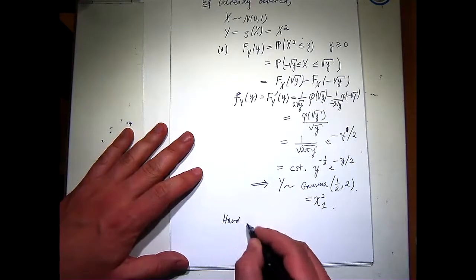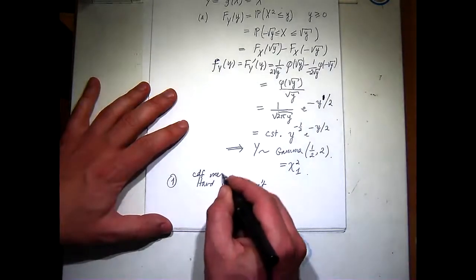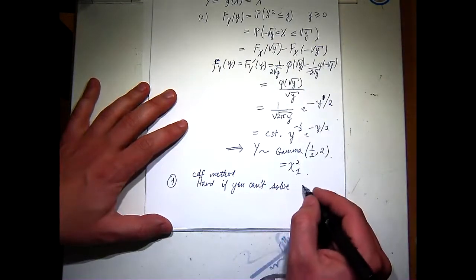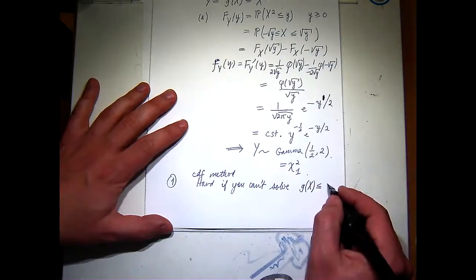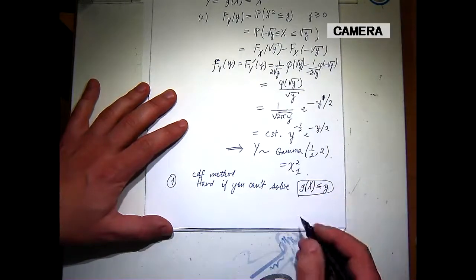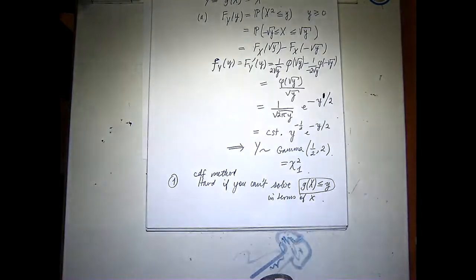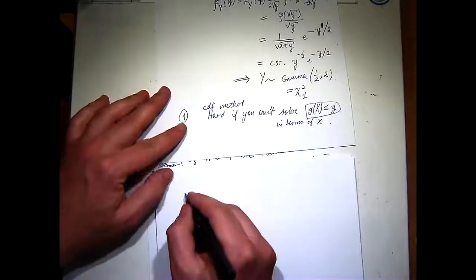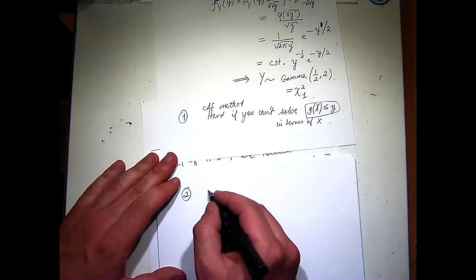So this is once again method 1, the CDF method. It is hard if you can't solve for g of x. You have this inequality, g of x less than or equal to y, and in principle you have to solve that in terms of x. So that's one of the main motivations why we want more methods, and so we're going to do another method now. So method 2, which will be called the derivative method.